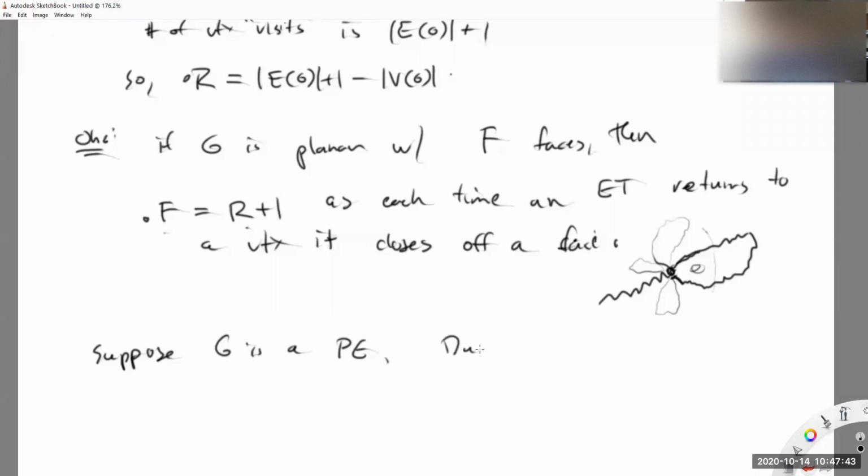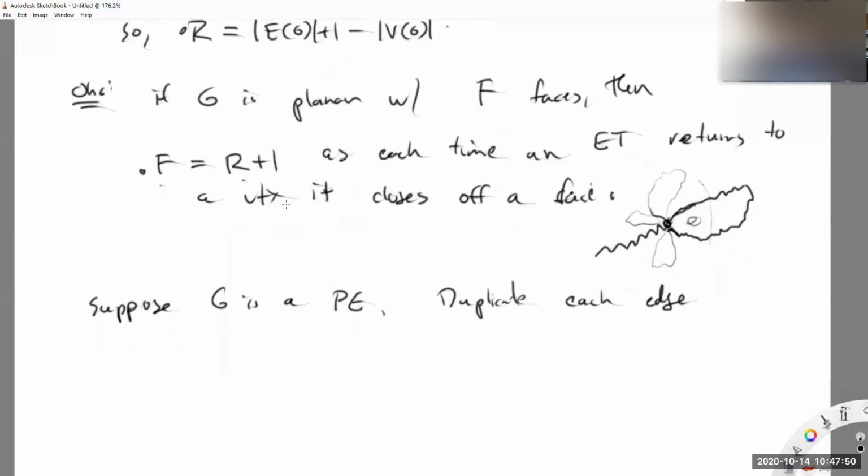Okay, duplicate each edge. Now we have to think about what's going on in the planar situation here. When I duplicate an edge in a planar graph, I had an edge here, and now I duplicate it like that. Is it going to be planar still?